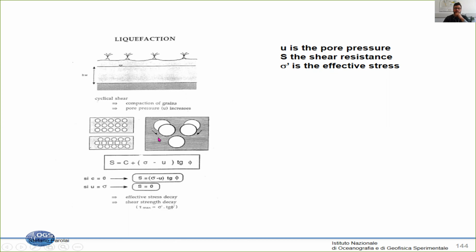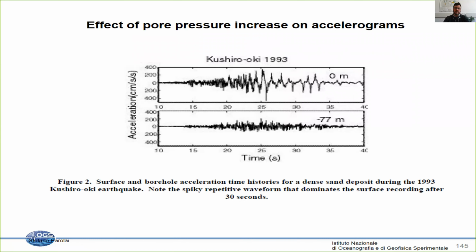So you see also here, generally you have the cyclic shear, a compaction of grains, then we have a pore pressure increase, and the pore pressure increase is making the effective stress decay until you can have a full liquefaction and large problems in the ground.